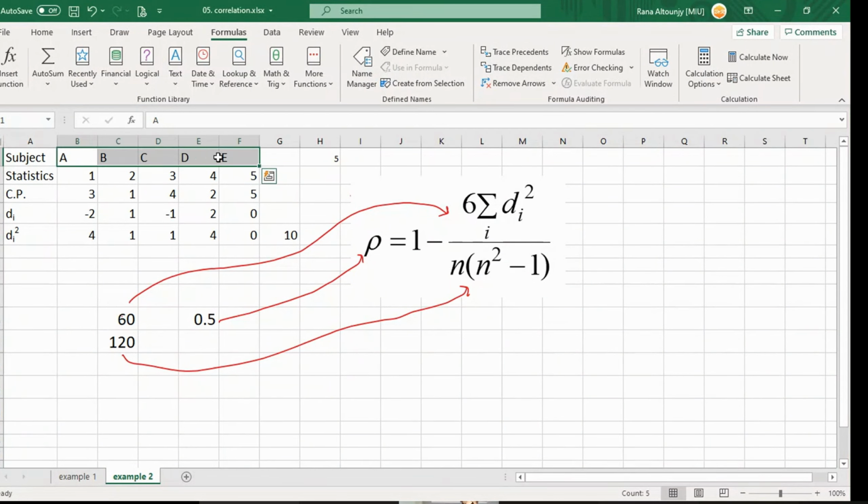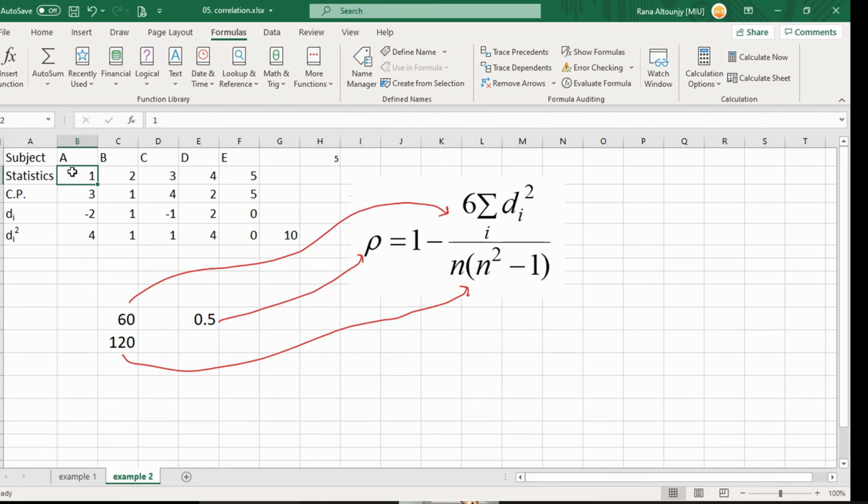This is the students, and this is the rank in statistics and the rank in computer programming. If you see the equation, Spearman's rho is 1 minus 6 multiplied by the sum of di squared. Di is the difference between the ranks. So what we should do is arrange the values based on one of the variables, like this.